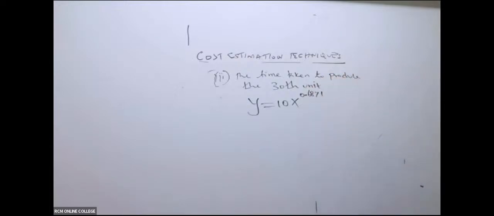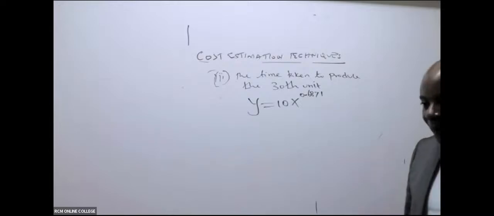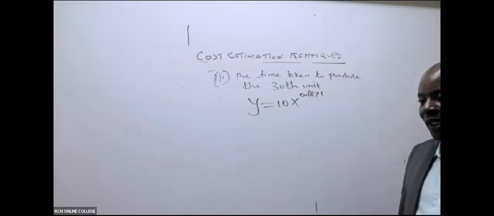Y equals 10x raised to 0.6871. And then they want the time taken to produce the 30th unit.